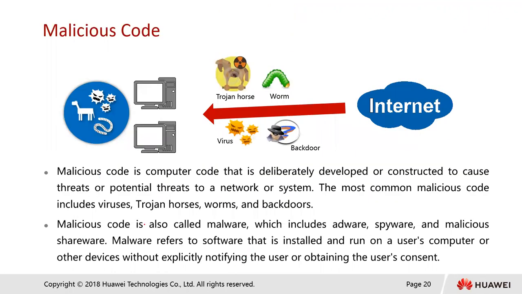Malicious code is basically computer code that is deliberately developed or constructed to cause threats or potential threats to a network or a system. The most common malicious code include viruses, Trojan horses, worms, and backdoors. Malicious code also is called malware, which includes adware, spyware, malicious shareware. Malware refers to software that is installed and run on a user's computer or other devices without explicitly notifying the user or obtaining the user's consent.